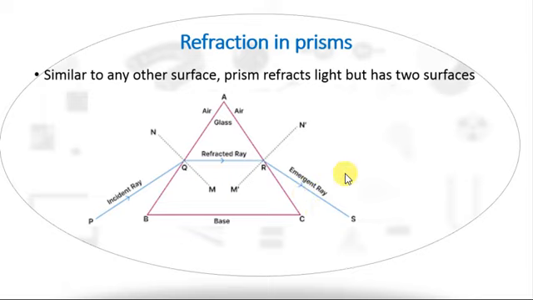Now this comes with challenges. A prism will always create a rainbow, and this is where we want to start looking in our next lesson, where we shall be looking at dispersion of white light and colors.